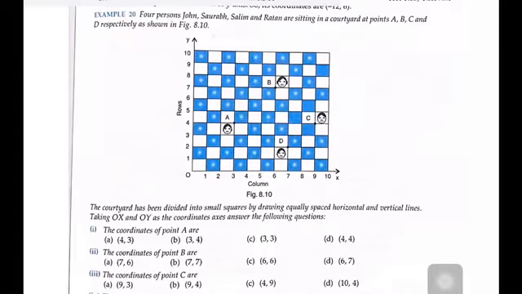Hello students, in this video we are going to see a case study related to the chapter coordinate geometry, and this is for class 9. As you know, you will be getting case study based questions in your exams. So this is one example of how these case studies will look.